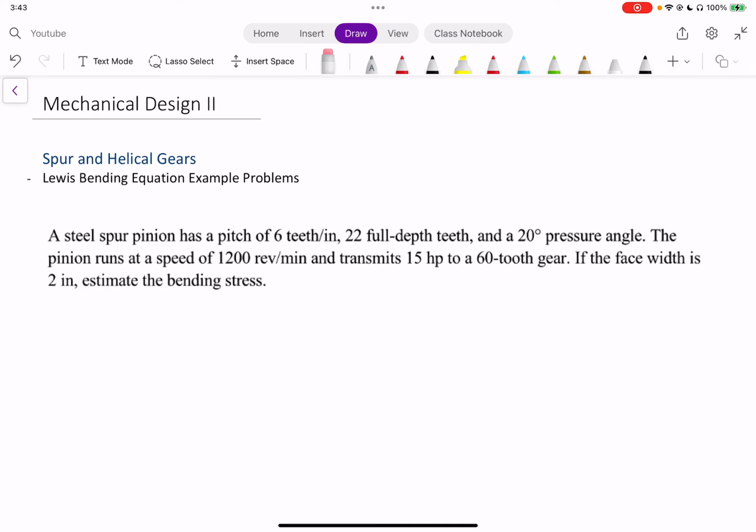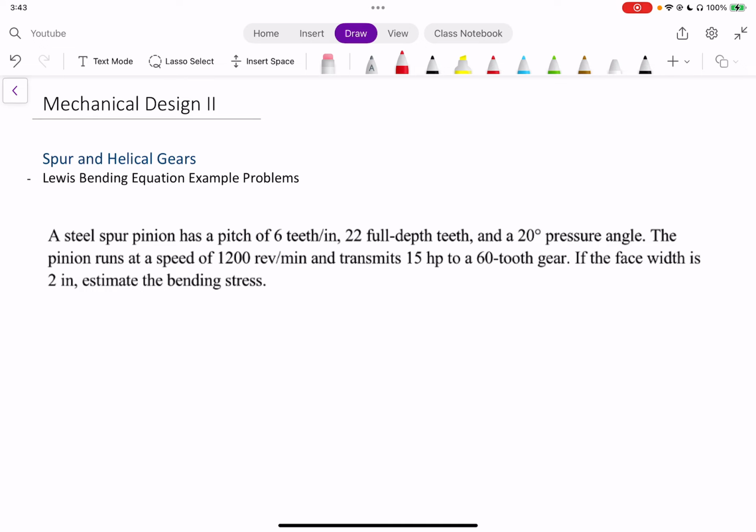And we're told that a steel spur pinion has a pitch of 6 teeth per inch and 22 full depth teeth and 20-degree pressure angle. And the pinion runs at a speed of 1200 RPM and transmits 15 horsepower to a 60-tooth gear. It says if the face width is 2 inches, estimate the bending stress.